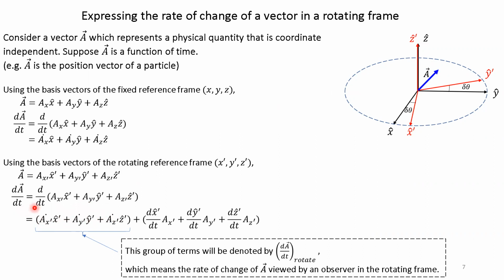But truly, dA/dt is not just what the rotating observer sees. There is another group of terms here that needs to be taken care of. Then we'll continue next time to finish deriving the expression of this time derivative for the vector in the rotating coordinate system.